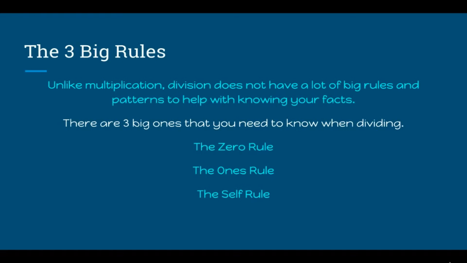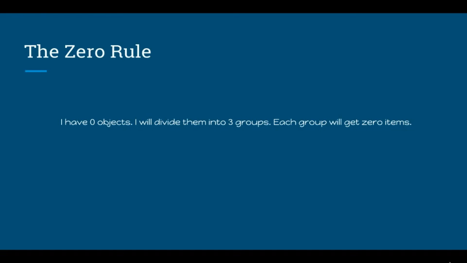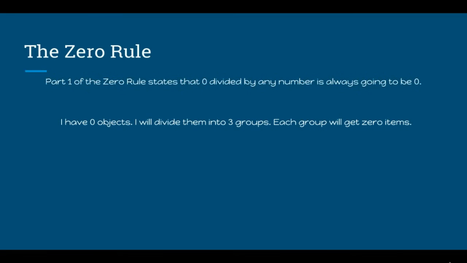Now, you may not see them listed in a book like this, but these are the best names that we can give them so that you can remember what the rule actually stands for. Let's start with the 0 rule. Part 1 of the 0 rule states that 0 divided by any number is always going to be 0. Take a look at our example. I have 0 objects. I will divide them into 3 groups. Each group will get 0 items.